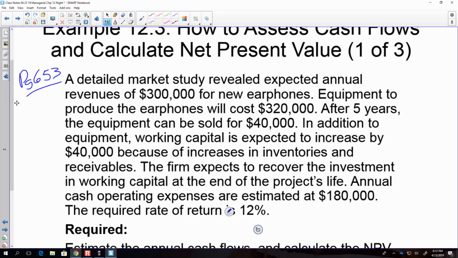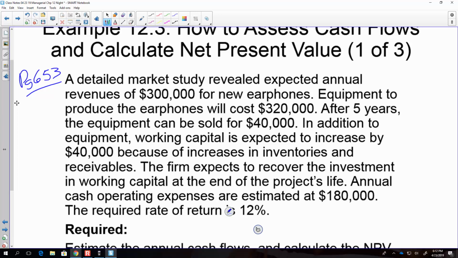These are problems that are not difficult. It just has a lot of information to get to where we need to go. So here we're looking at a new project, new earphones. They revealed the expected annual revenues of $300,000. The equipment will cost $320,000. It can be resold for $40,000. In addition, there's working capital. We'll talk about what that is: $40,000 in inventories and receivables. And then the firm expects to recover the investment in working capital at the end of its project life. Annual cash expenses are $180,000. And the company's desired rate of return is 12%.